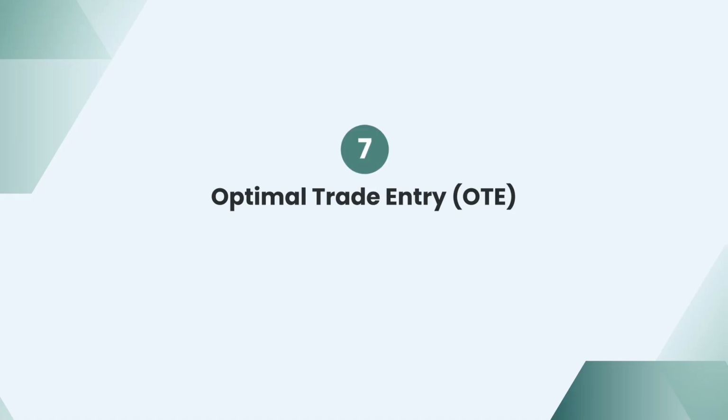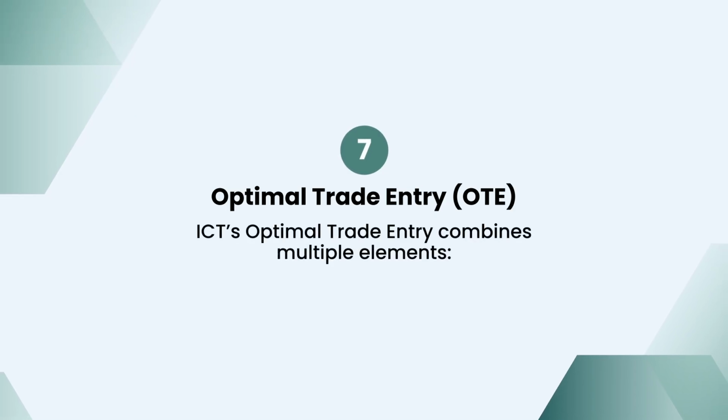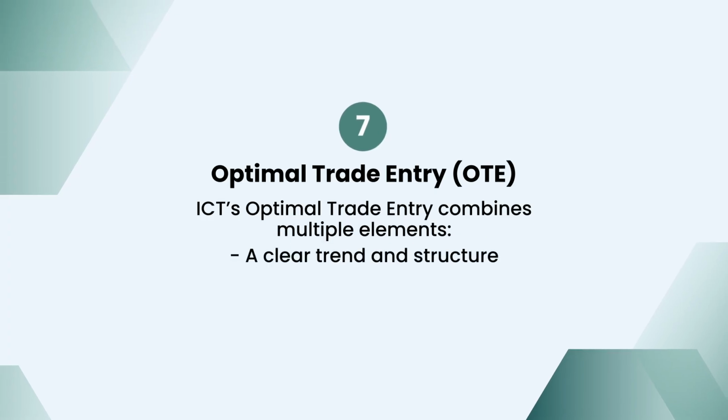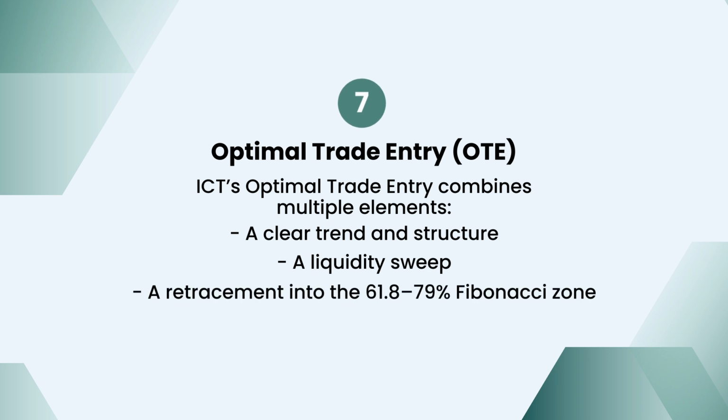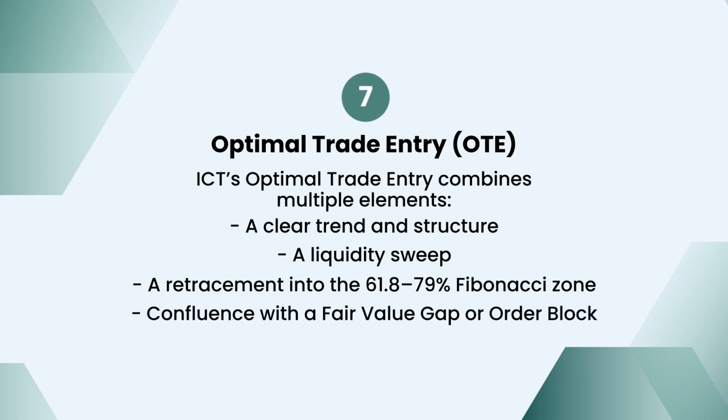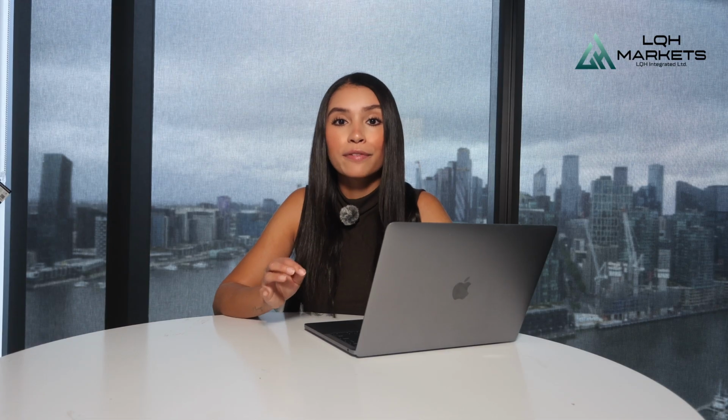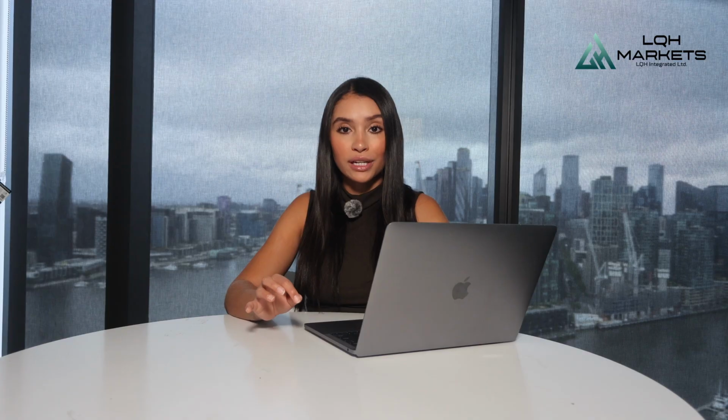The number 7 is the optimal trade entry. ICT's optimal trade entry combines multiple elements: a clear trend and structure, a liquidity sweep, a retracement into the 61.8 to 79% Fibonacci zone, and a confluence with a fair value gap or order block. This setup filters out noise and helps traders time precise entries with minimal risk and maximum reward.